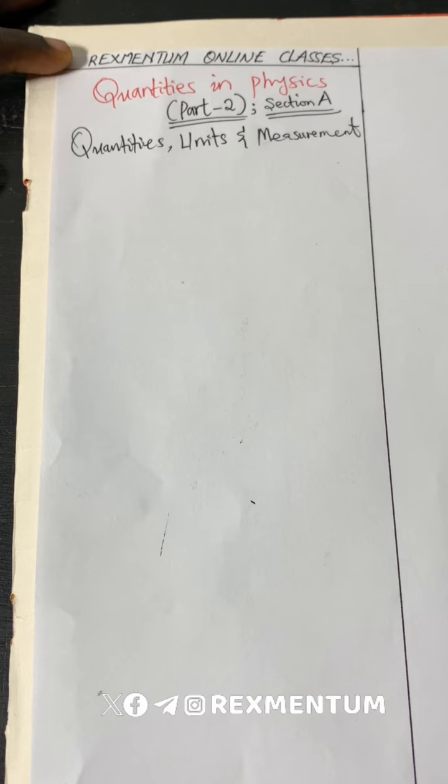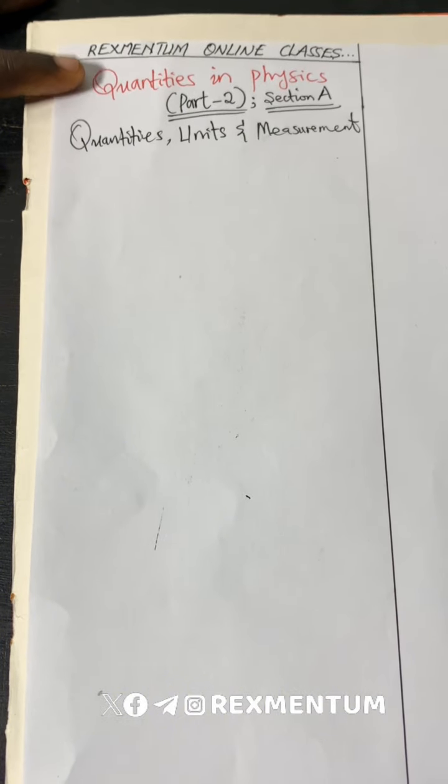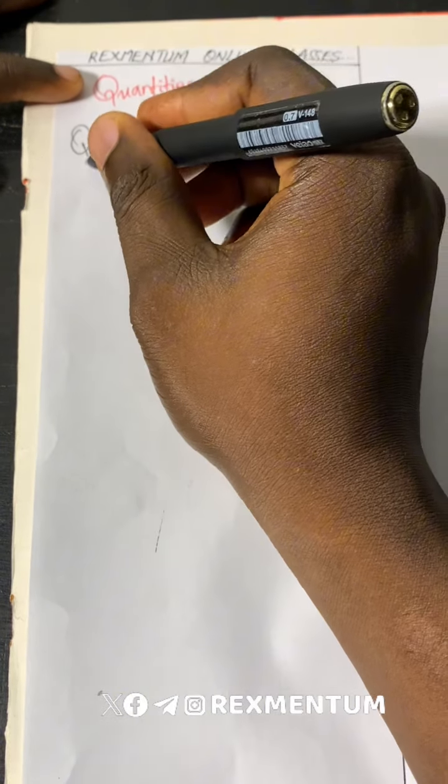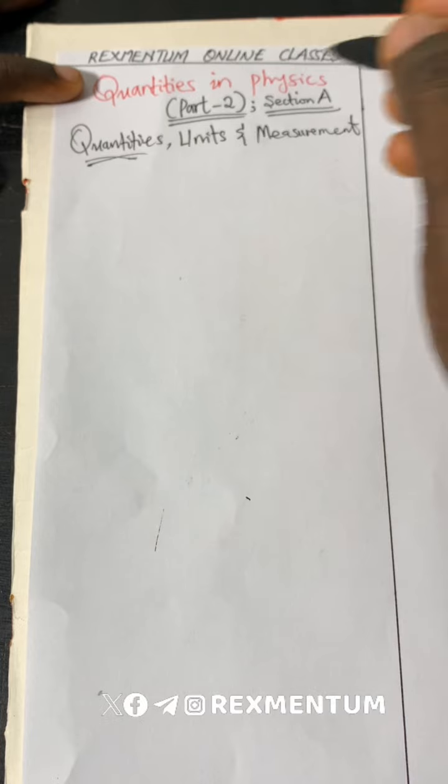Quantity is no other thing than the property of a body or substance that can be measured. Yeah, anything that has the tendency to be measured. So that property is quantity. Whatever has the tendency of being measured is what physics calls quantity.